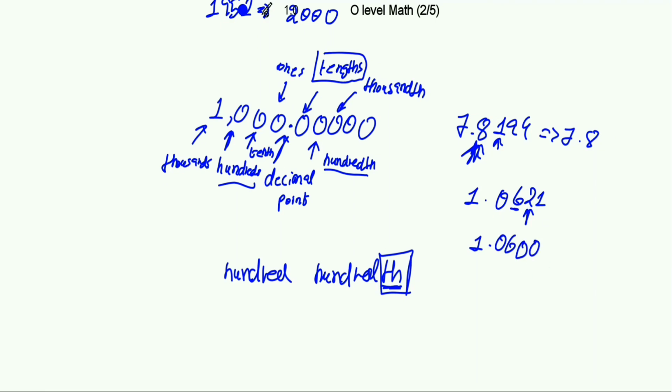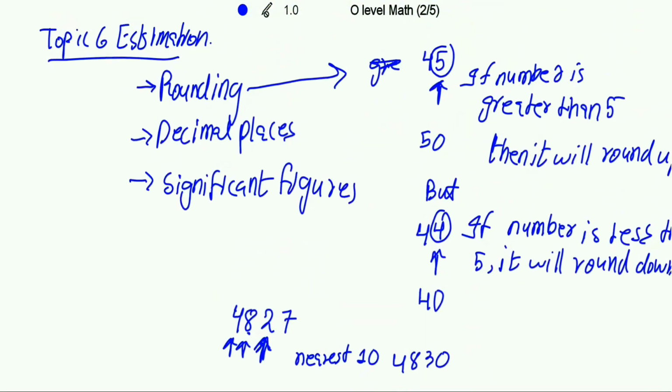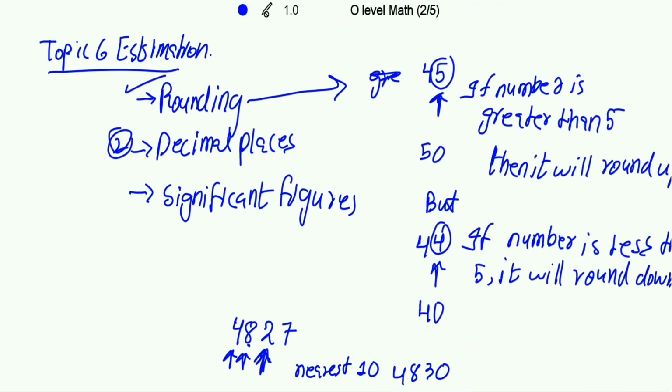Okay. Now we are going to move forward to decimal places. So we have understood what rounding is. Now decimal places. What are decimal places?